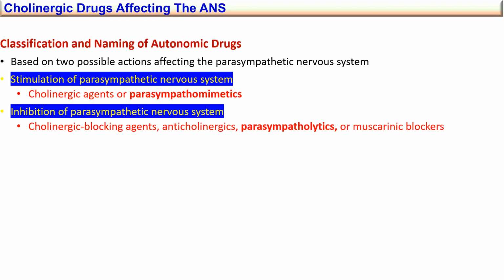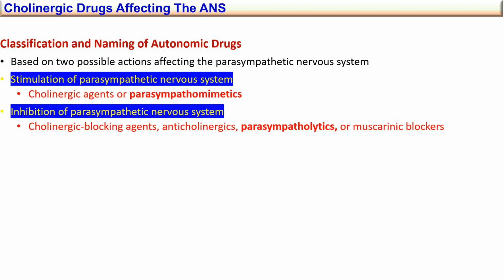Now, acetylcholine and cholinergic transmission. There are two types of cholinergic receptors: nicotinic receptors and muscarinic receptors. Nicotinic receptors are named because nicotine binds to them, and muscarinic receptors are named because muscarine from poisonous mushrooms binds to them. That's the origin of naming these receptors.